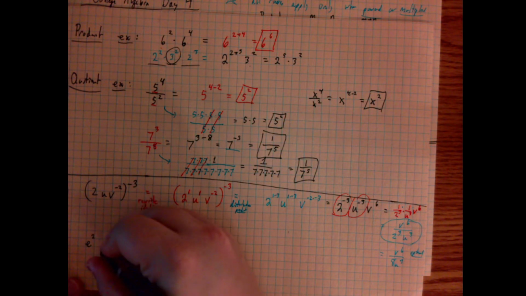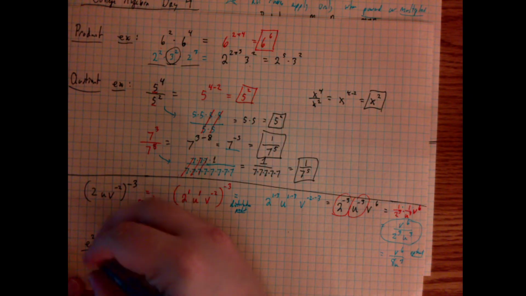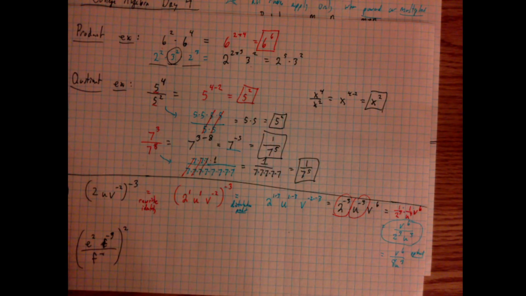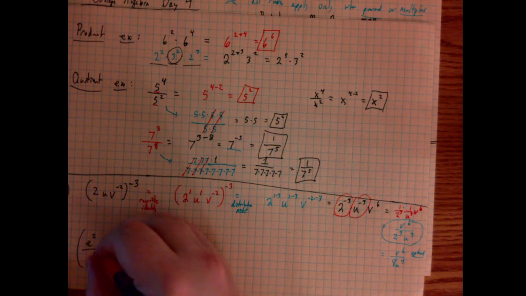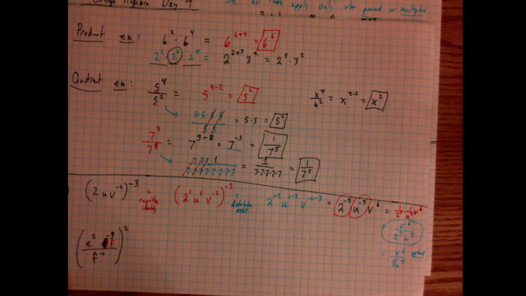e squared, f to the negative third power, over f to the negative first power, squared. Now, I apologize. This should be f. Okay. f to the negative third power. All right.